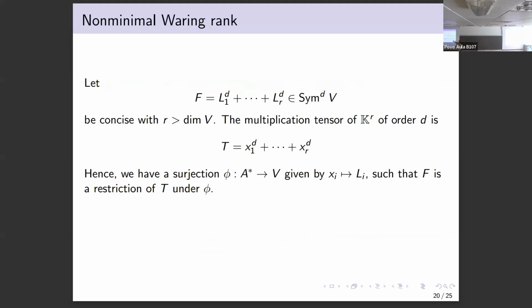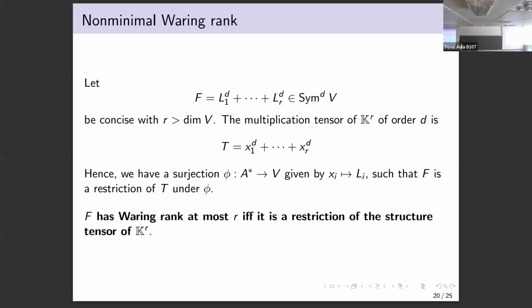which doesn't work for higher ranks because if R is higher than dimension B, where the vector space of F is concise, then the same game will only give me a surjection because now the li cannot be all linearly independent. But this still shows that F has working rank R if it is a restriction of the structured tensor of k to the m, where R is the one.